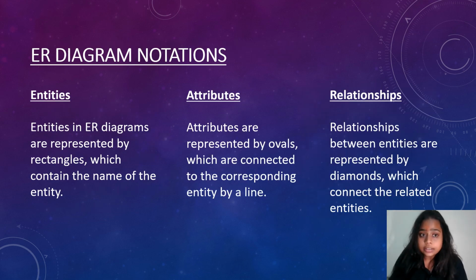So the ER diagram notations consist of entities. In ER diagrams, entities are represented by rectangles which contain the name of the entity. Attributes are represented by ovals which are connected to the corresponding entity by a line. And relationships between entities are represented by diamonds which connect the related entities. So the ER diagram notation consists of entities, attributes, and relationships. So we came across all three topics.